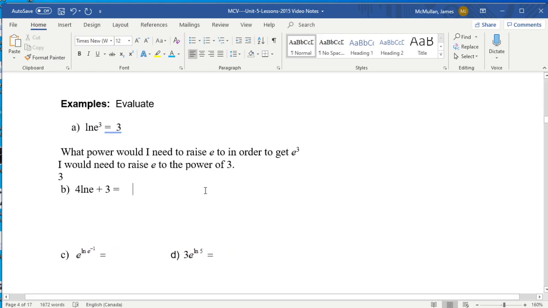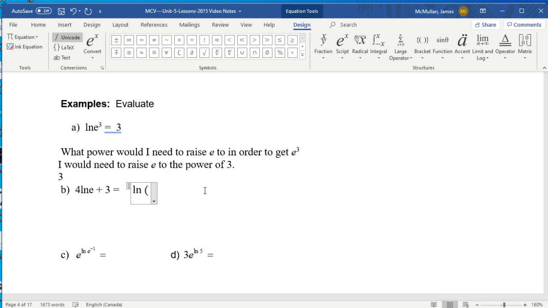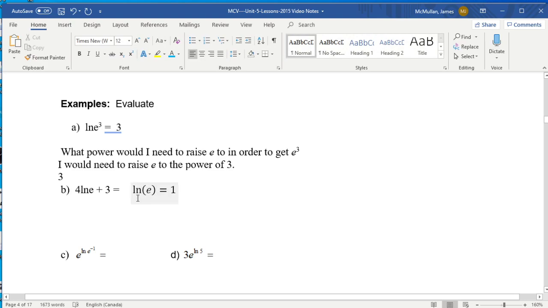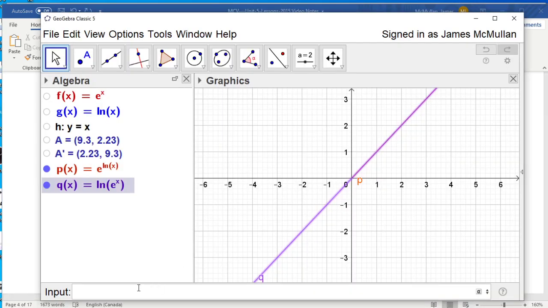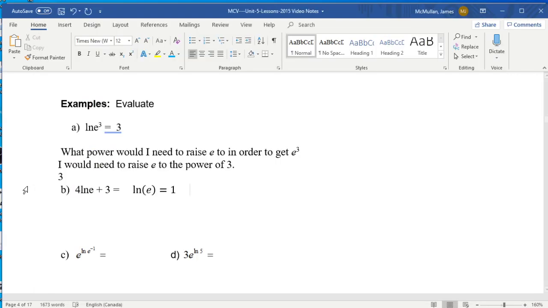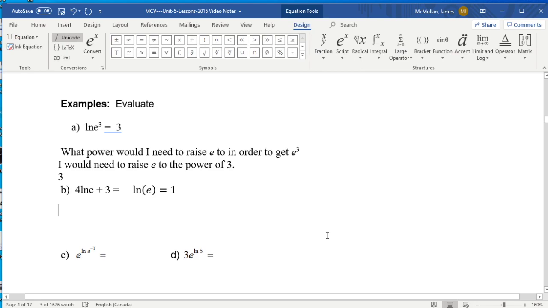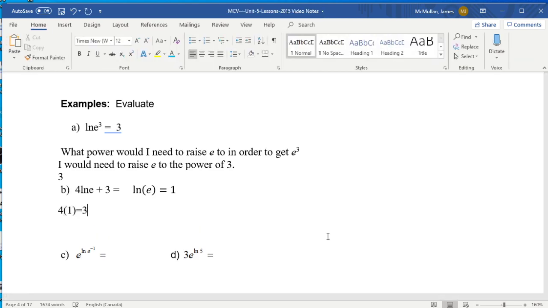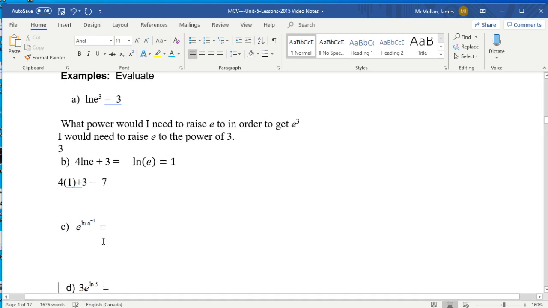Well, remember, the natural logarithm of e is equal to 1, right? Because you're asking, what power would I need to raise e to in order to get e? And the answer is I would need to raise it to the power of 1. If you're not convinced of that, actually type it in, and you'll get 1, right? So this one is just a trick question. All that's asking is 4 times 1 plus 3, and that, of course, is equal to 7.